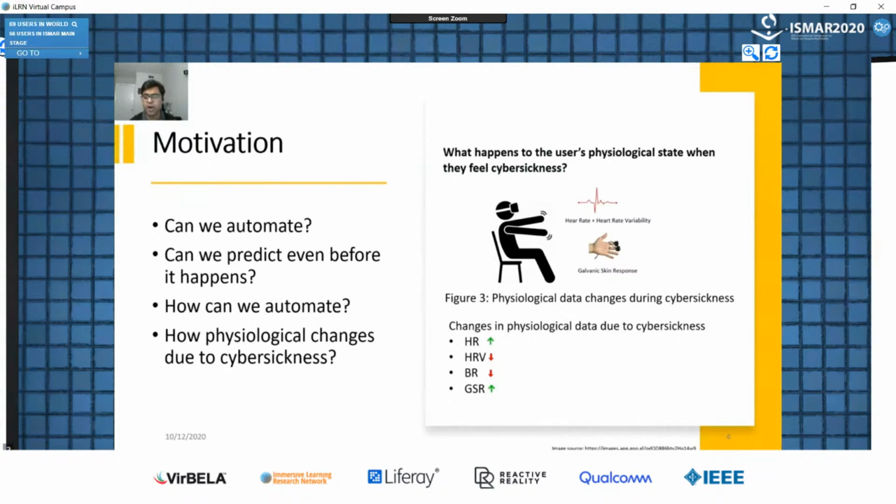So in the case of cyber sickness, our heart rate goes up and our GSR goes up, and the heart rate variability and breathing rate goes down. That is also reported by previous researchers, and we also found similar results. So based on this relation, we can propose a way to solve the automatic detection and prediction of cyber sickness. And if we can do that, then we'll be able to alleviate the discomfort during the immersion with some adaptive reduction techniques.